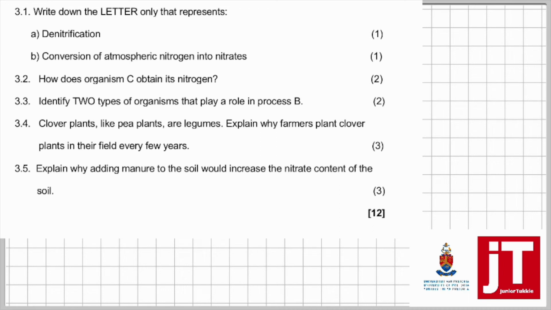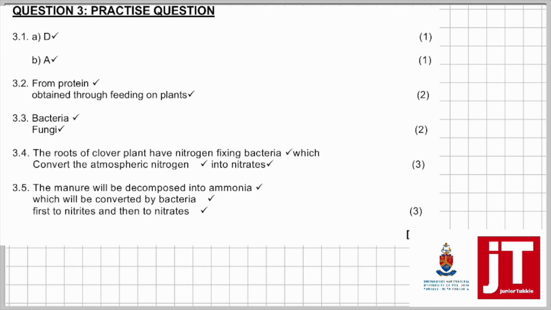Then 3.4. Clover plants like pea plants are legumes. Explain why farmers plant clover plants in their fields every few years, and that is for 3 marks. Now, you should know that legumes are very important. They have root nodules, and in their nodules they have nitrogen-fixing bacteria, and that bacteria can actually convert the nitrogen in the soil into nitrates. And if you look here, I've given you that answer in the memo.